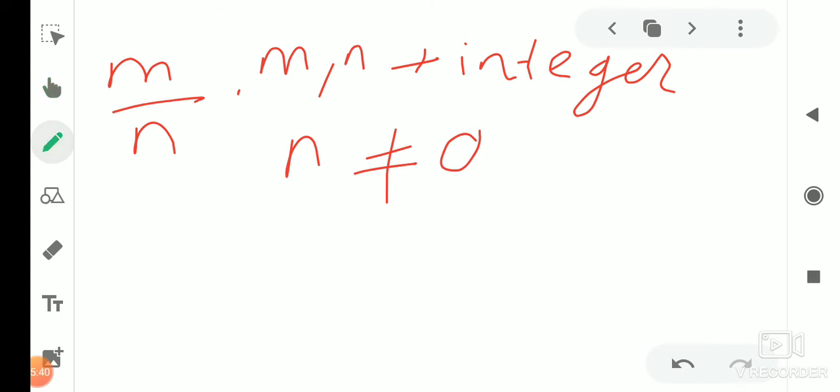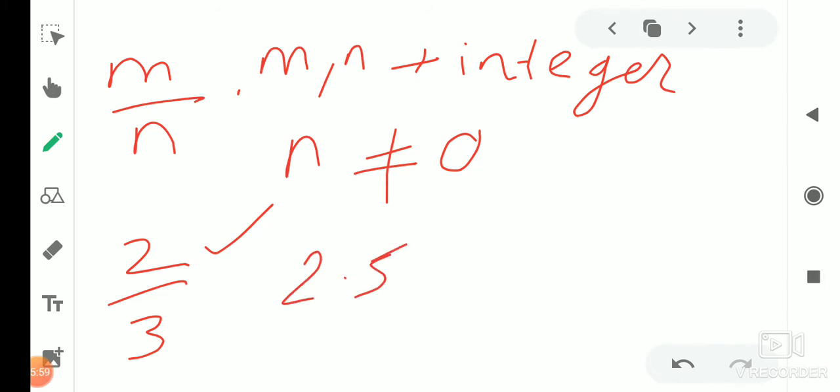Okay, so 2 by 3, it is in the form of m by n, where 2 and 3 are integer numbers and the denominator 3 is not equal to 0. It means that it is a rational number. Now let's take a number 2.5. Then is it a rational number or not? Let's see, can it be written in the form of a fraction or not? Yes, we can write 2.5 as 5 upon 2, right?